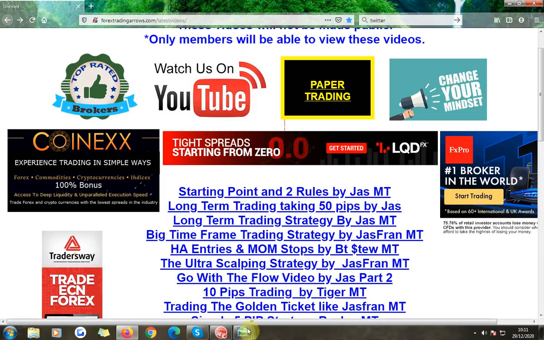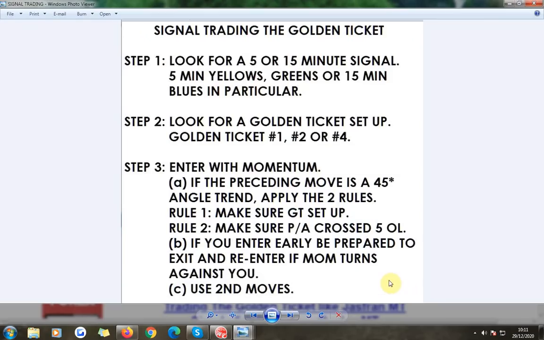It's all about the golden ticket. We'll start with the strategy itself. Very simple. Step one, look for a 5 or 15-minute signal. That's it. You wait until you see a 5 or 15-minute signal, whether it's a yellow and a green on the 5 minutes or a 15-minute blue in particular. I'm not too keen on the whites. I know some of you trade them, but the 5-minute yellows and 5-minute greens say this is reversing, and 15-minute blues say this is reversing.